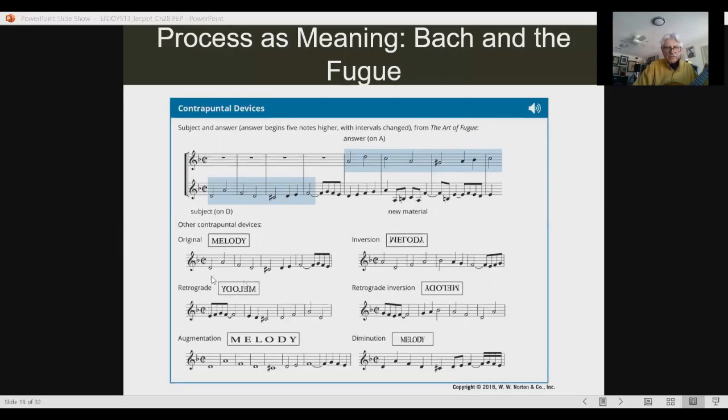So here we end with the fast notes. This starts with the fast notes. And it just goes backwards, really. Retrograde. And guess what? Let's do it upside down and backwards.